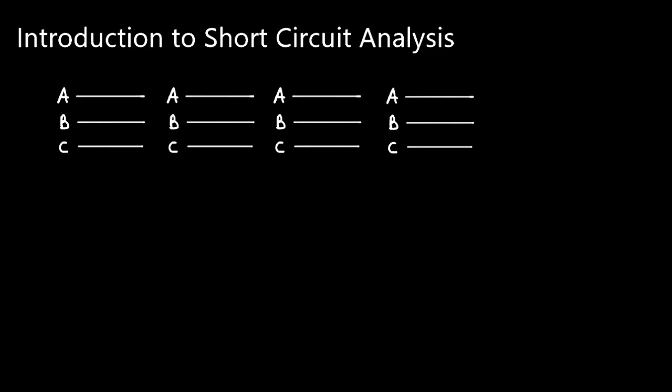So let's first define a few things for the types of faults that can occur in a power system. Just a side note, I'm going to be using the terms short circuit and faults interchangeably, because typically when you say a fault in a power system, what you mean is a short circuit in the power system. There are different types of faults that you can have.